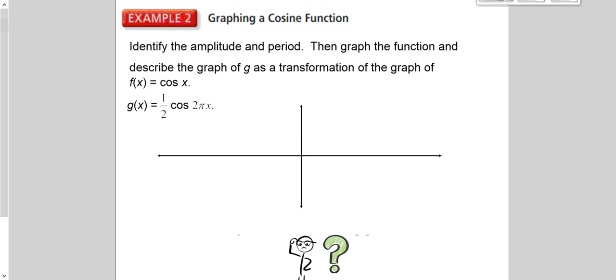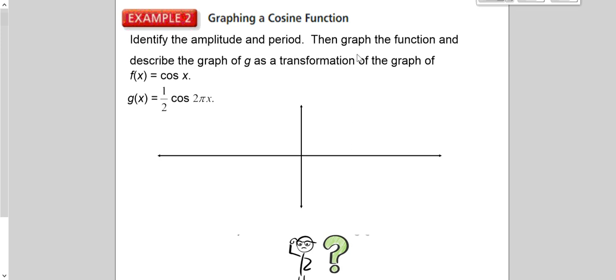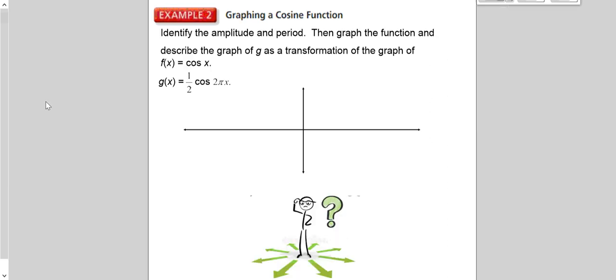Let's try another one. Identify the amplitude and period, then graph the function and describe the graph of g as a transformation of the graph of cosine x. All right, here we go. Cosine x. What does cosine x look like? Cosine x starts up at 1, comes down, and then it has its valley and then the other horn. So that's what cosine looks like, the parent function.